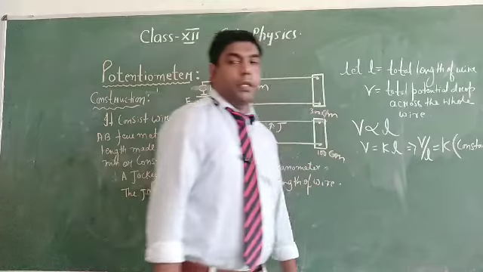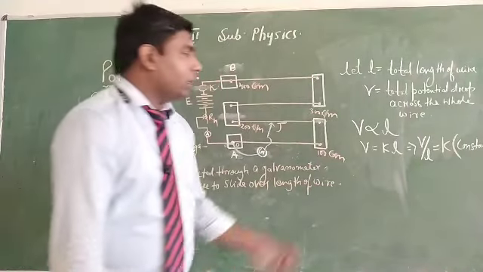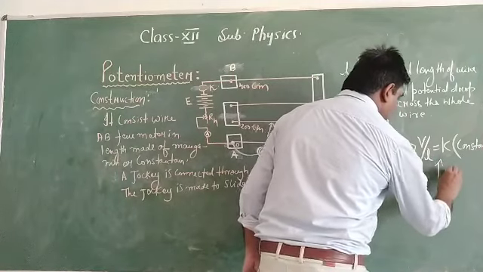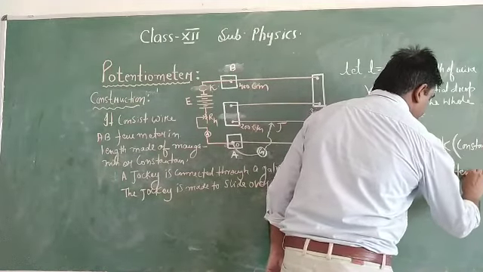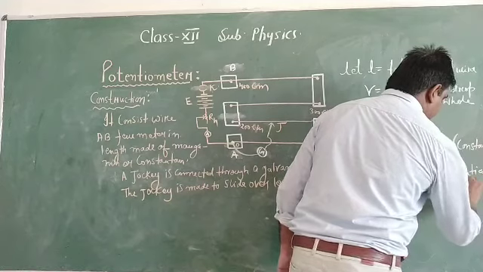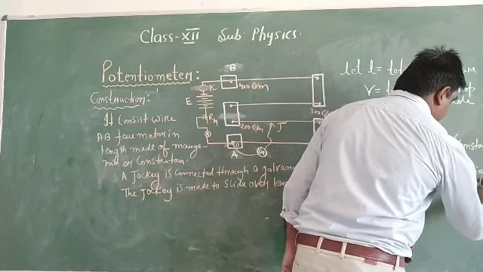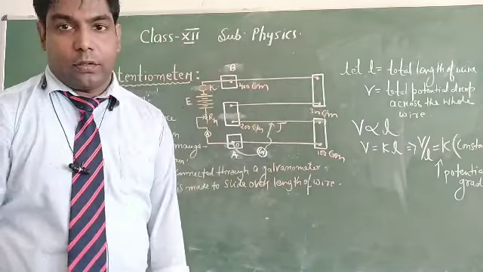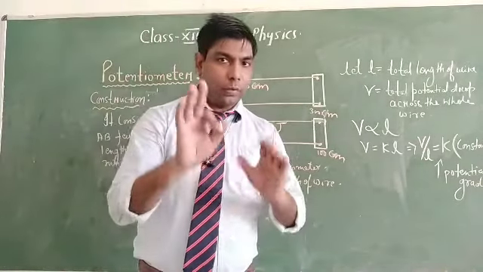That is the potentiometer. The potential drop per unit length of the wire is always constant, and it is known as potential gradient. Potential drop per unit length. It is always constant for a potentiometer.